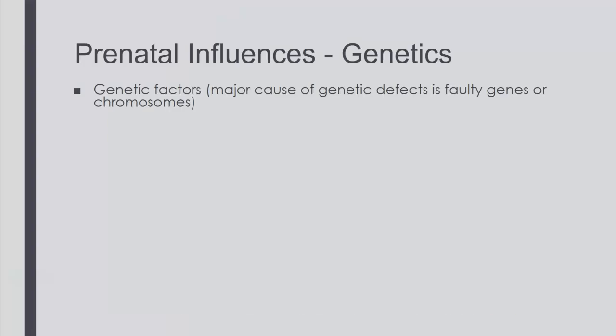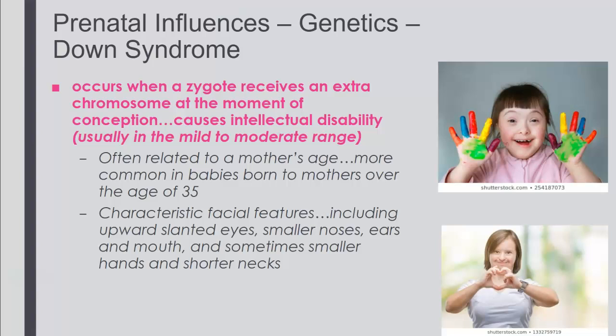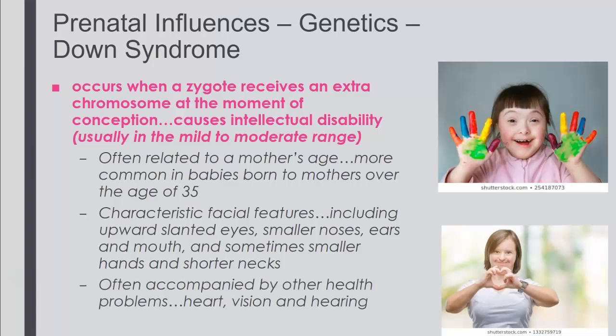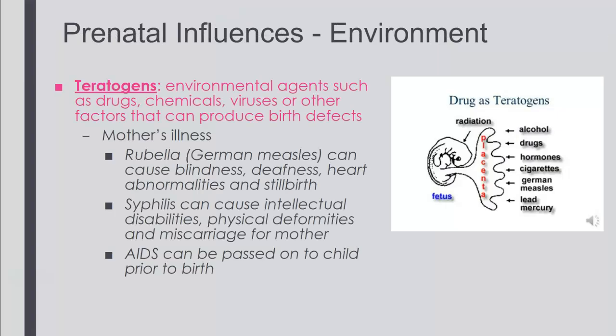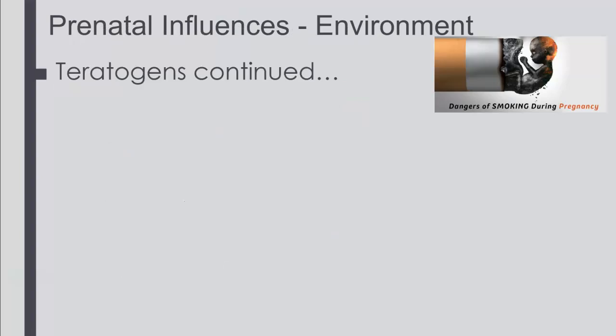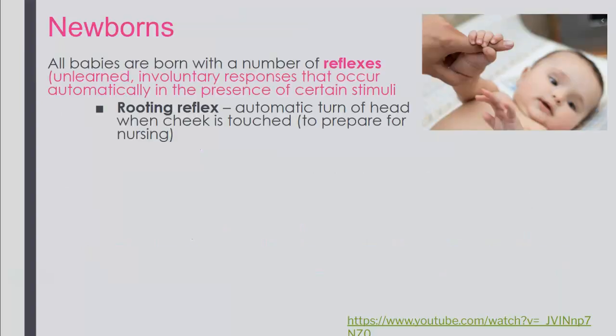Other prenatal influences. We know that genetics, Down syndrome is a result of a genetic abnormality. Down syndrome occurs when there's a zygote that receives an extra chromosome at the moment of conception, and that causes intellectual disabilities, usually in the mild to moderate range. Teratogens, again, it can be things like drugs, but it could also be chemicals, exposure to chemicals, including pollution in the air. Viruses that the mom contracts can also be considered teratogens. Drugs, alcohol, smoking, all of those are teratogens as well.